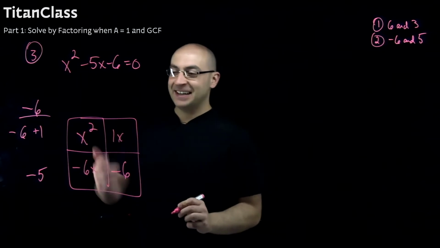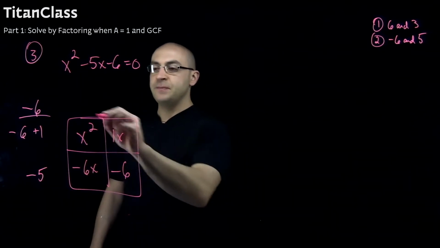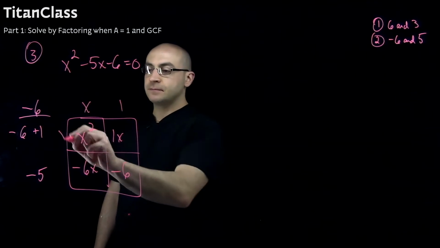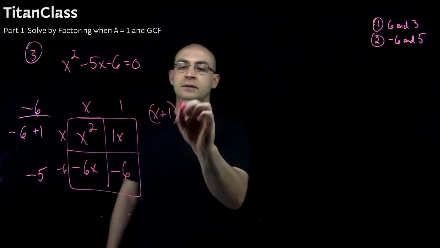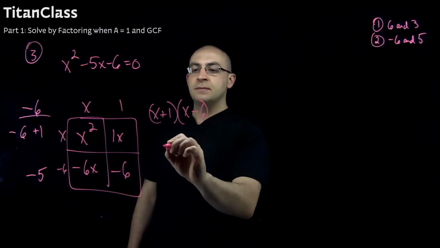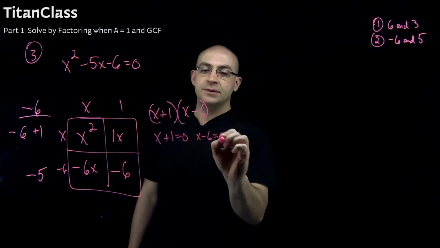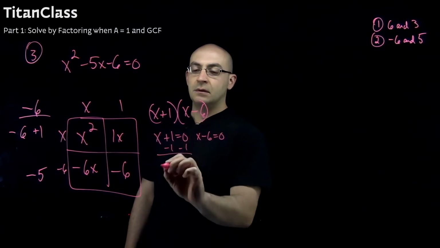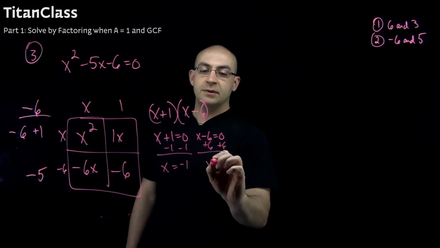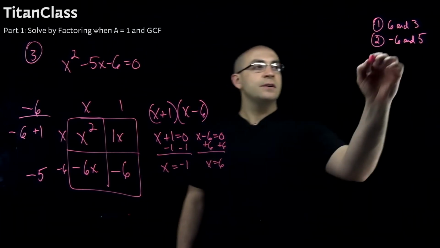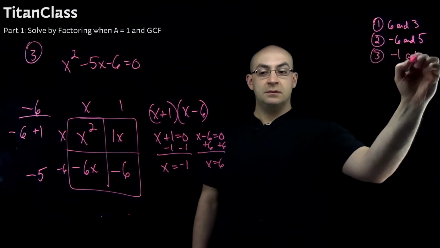Okay, so we have the negative 6 and the positive 1 because I have to add to negative 5, right? So we have an x and a 1 and an x and a negative 6. So we're going to have x plus 1 and x minus 6. Setting them equal to 0 gives me x plus 1 equals 0, and then x minus 6 equals 0. Minus 1 will give me x equals negative 1, and plus 6 will give me x equals 6. So my values here are going to be x equals negative 1 and 6.